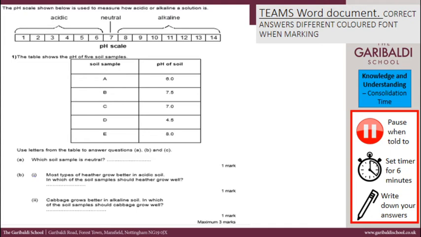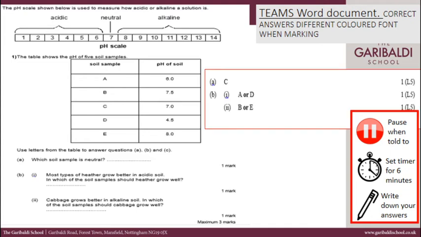Okay, brilliant. So, for 1A, which soil sample is neutral? That answer is C. Because remember, C, pH 7, is neutral, neither acidic or alkaline. B, part 1, most types of heather, which is a type of plant, grow better in acidic soil. In which of the soil samples should heather grow well? So this question has given you information, acidic soil. So you can say A or D. If you said either of these, you would be correct.